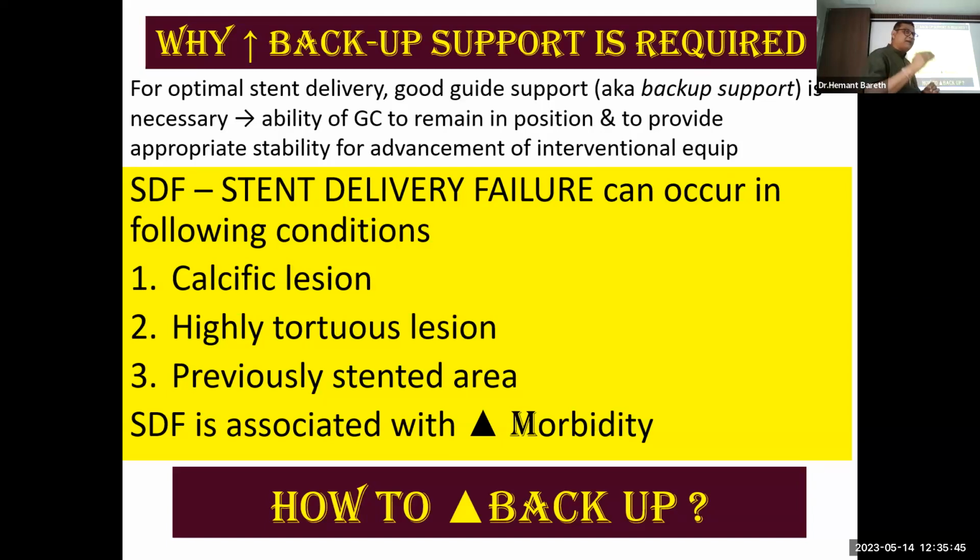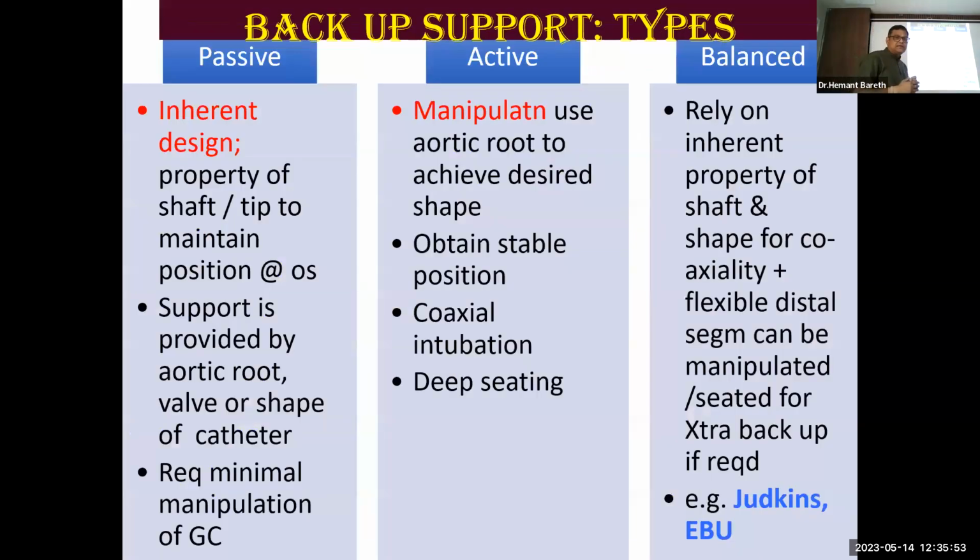And as we said, backup can be passive or active. So this is a way to improve the passive backup. As I said, passive backup is the inherent design and the property of the shaft and the tip to maintain position at ostium. Support being provided by aortic root, the coronary valve or cusp, and the shape of the catheter, tip size, length, etc. Here, you don't require any manipulation. By the shape of the catheter itself, you get a good support.